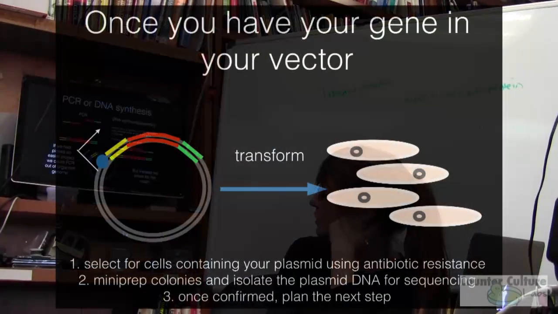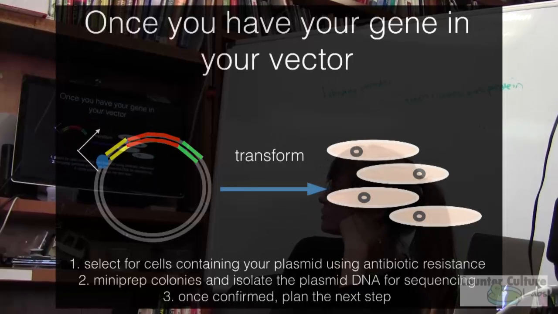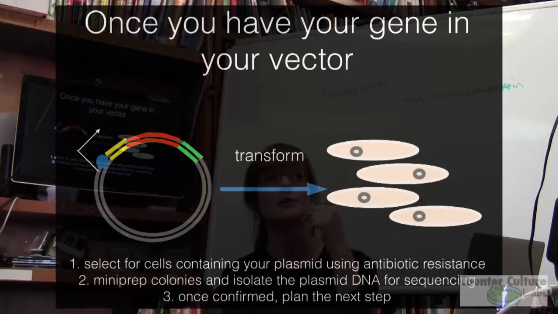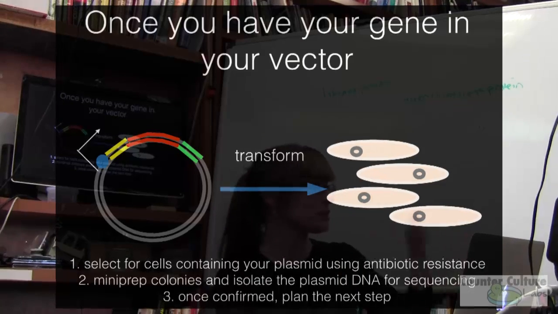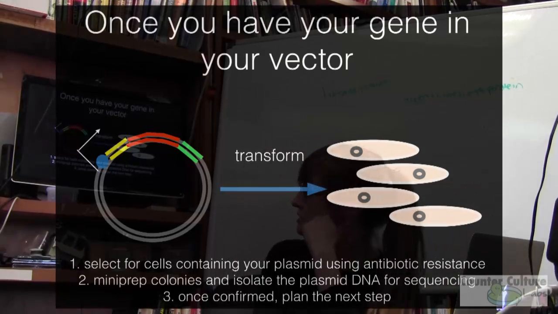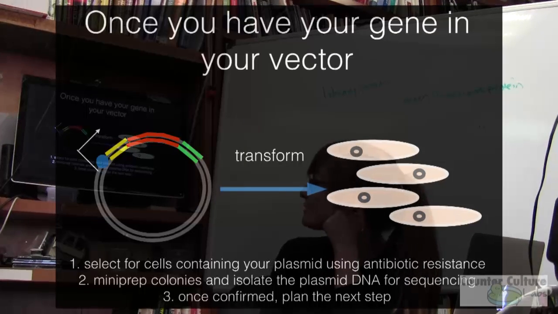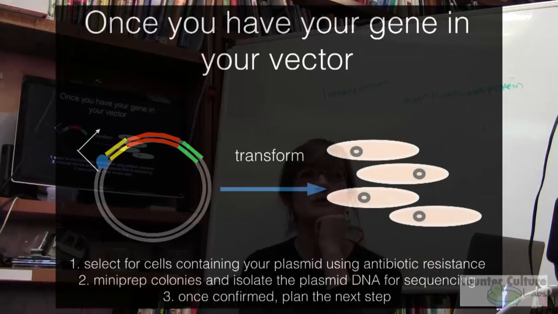Okay, so we talked about this already. Once you have your gene in your vector, whether you designed your synthesized gene and you're just going to clone it right in because it has the sites you need on the end, or you're amplifying it up to put the sites on the end, you're going to put it into your vector and it's going to be really easy. It's going to work the first time. And then you're going to put it into some cells and transform it.